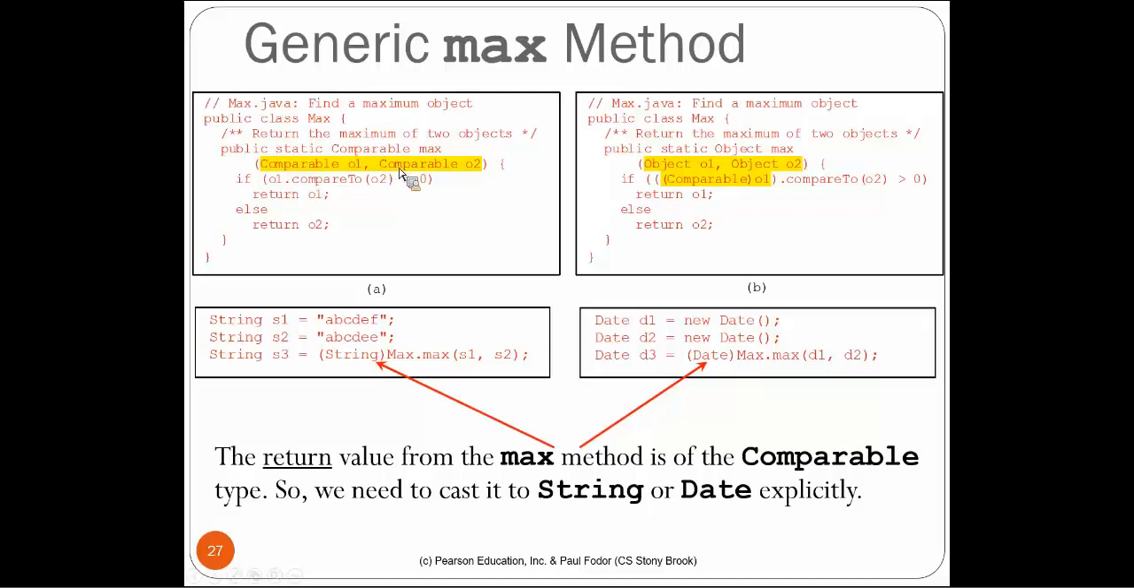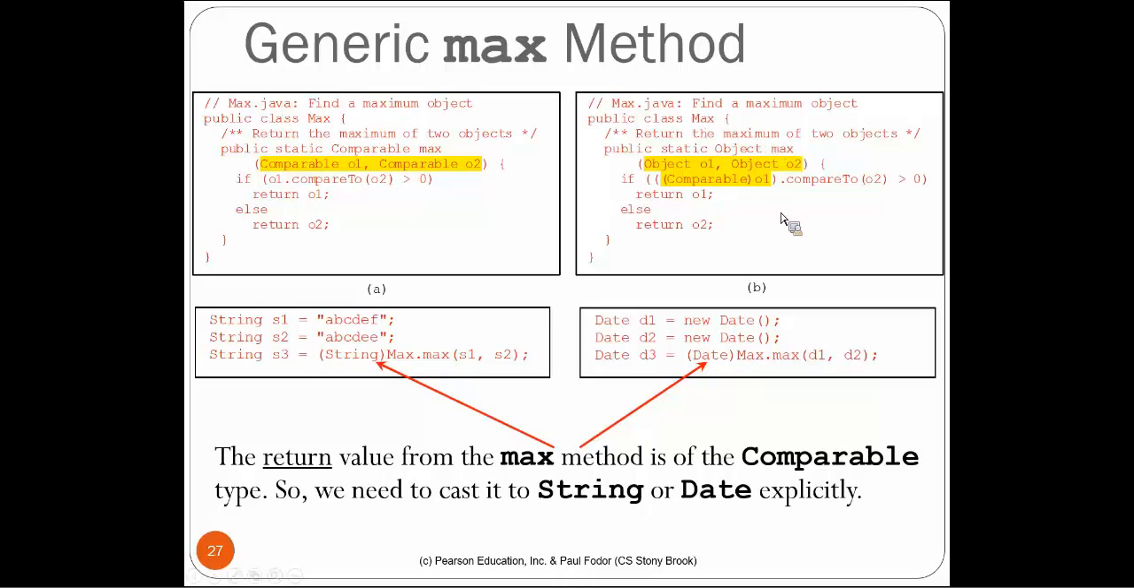However, we can see that the return type of the method max is Comparable. So if we want to assign the result of which one was bigger to a variable of the type String or to a variable of the type java.util.Date, we need to cast the result of max to the type Date or the type String. So the return value of the max method is a Comparable object, and we need to cast it to the concrete type, Date or String, before assigning it to variables of those types.